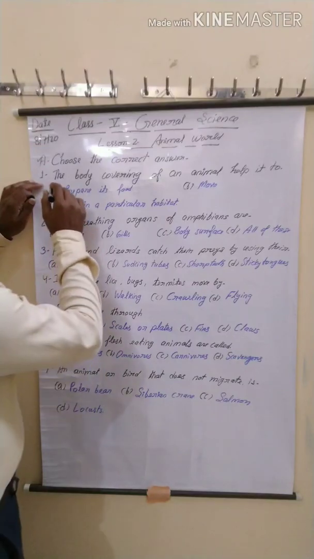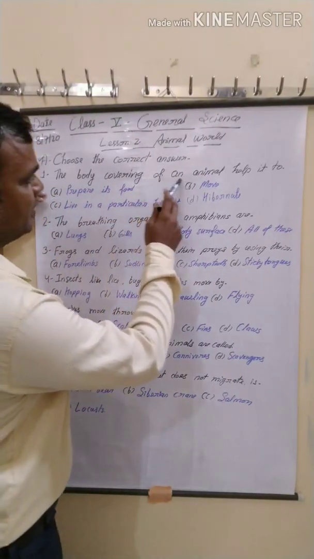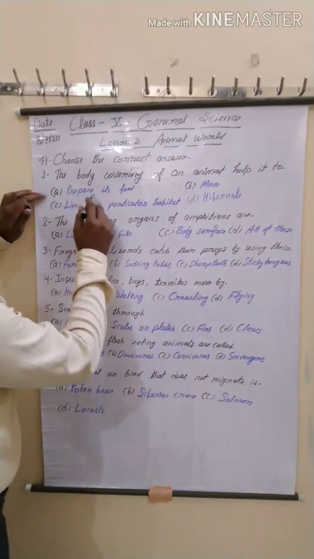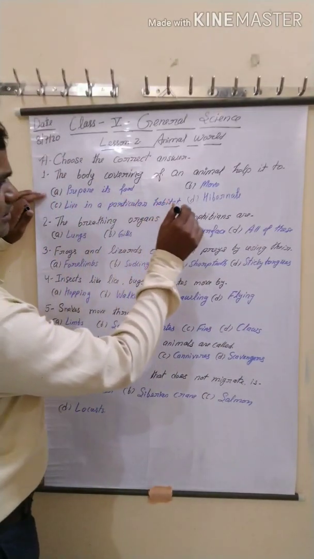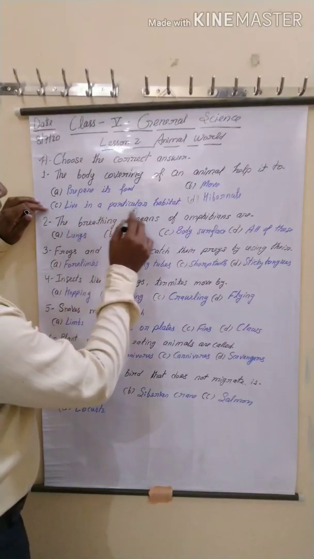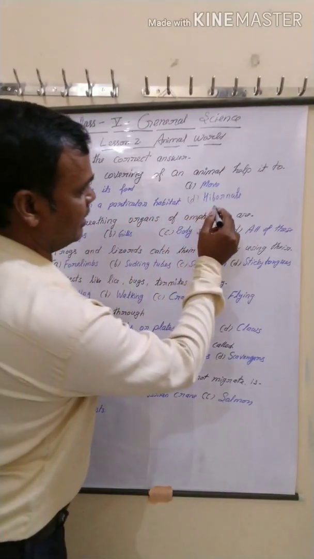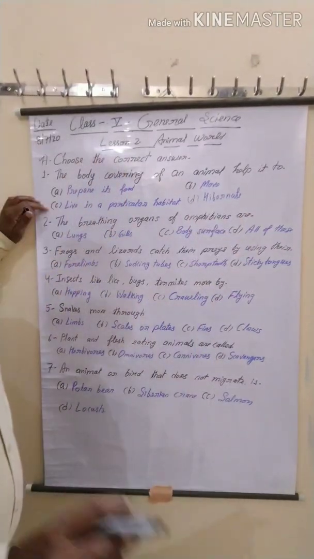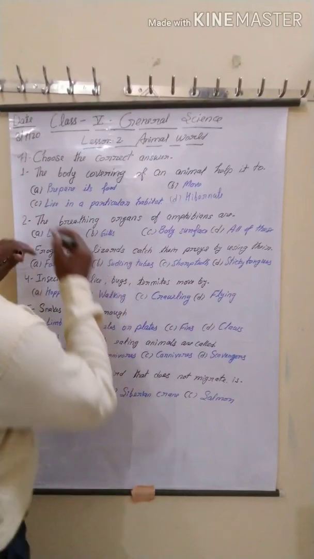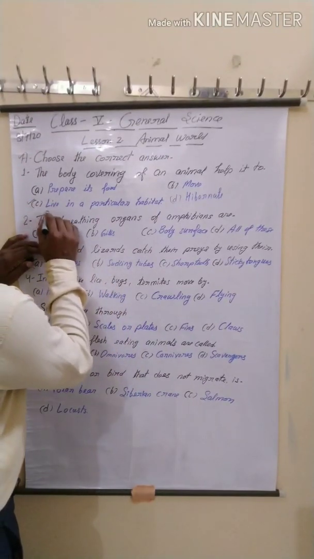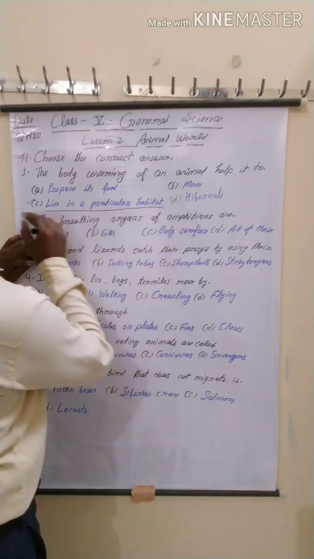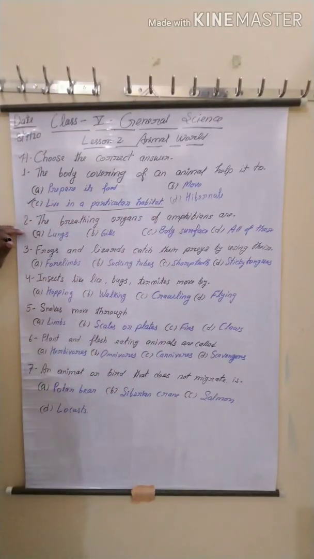First, the body covering of an animal helps it to: A, prepare its food; B, move; C, live in a particular habitat; D, hibernate. Which option is correct? Yes, the right answer is live in a particular habitat. C option is correct.